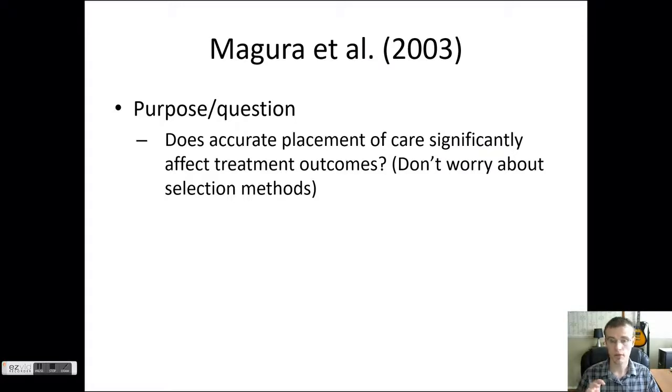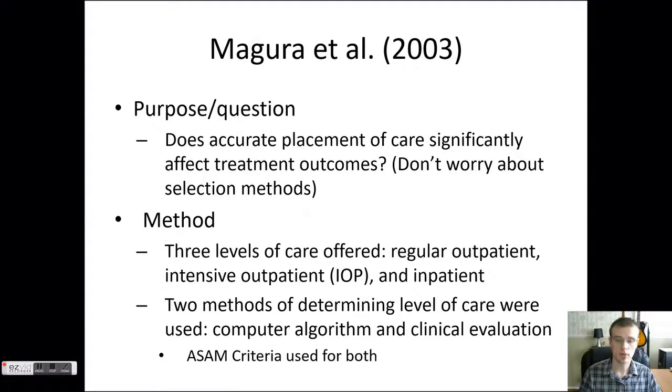And when you read this article, don't worry about their selection methods. I found them a little bit confusing, like, what was the difference between the random computerized form versus the clinical form? Don't worry about that. Just make sure to keep the main parts in mind when it comes to the method, which is that there were 3 levels of care offered: regular outpatient, intensive outpatient, and inpatient, and that they used 2 different methods for determining what level of care placement people were going to be put into. One was a computer algorithm and the other was clinical evaluation. They tried to use ASAM criteria for both, but one was supposed to be more randomized than the other.